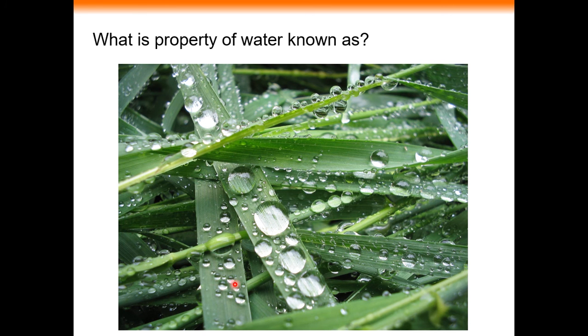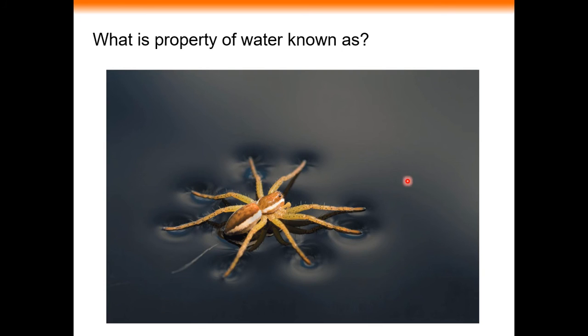Here, you've got this dew sticking on the grass blades. Sucks when you get them on your new Jordans, right? But what's this property of water known as that causes water to stick together? What's that known as? Cohesion, right?